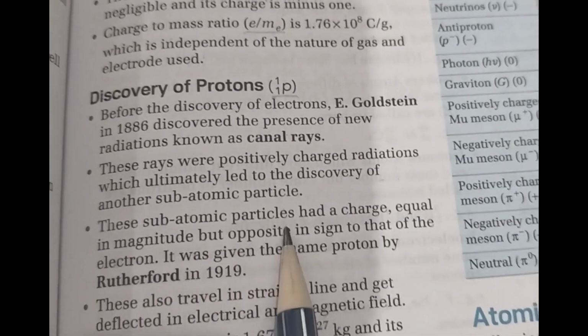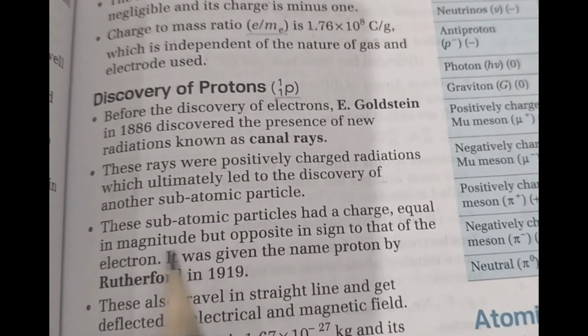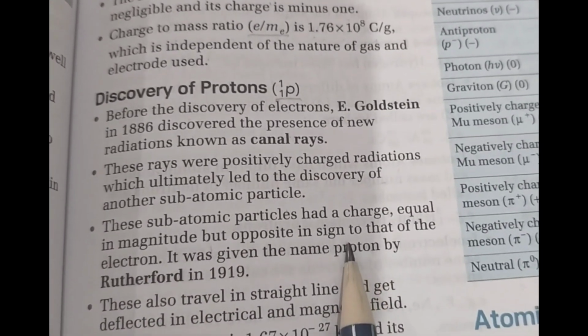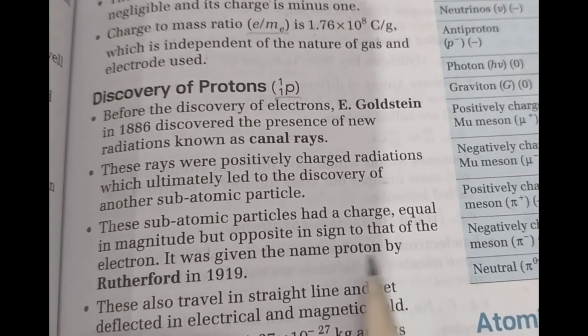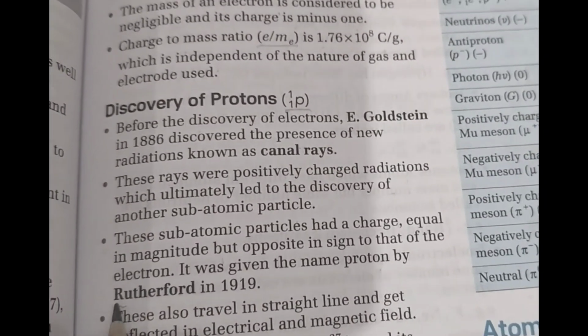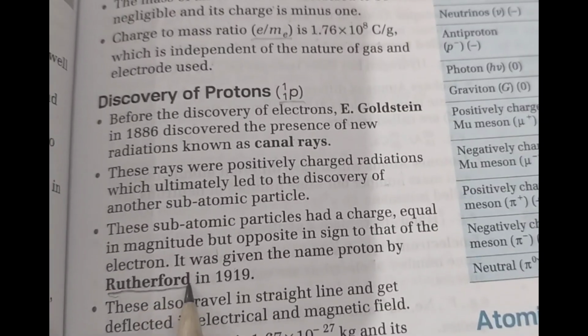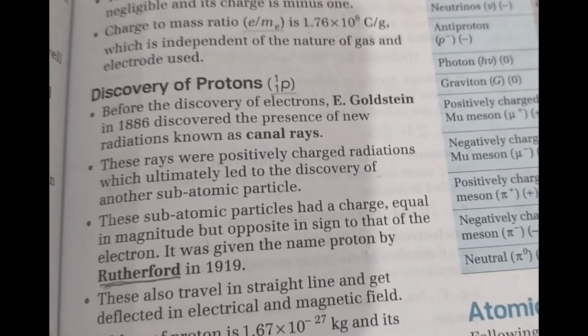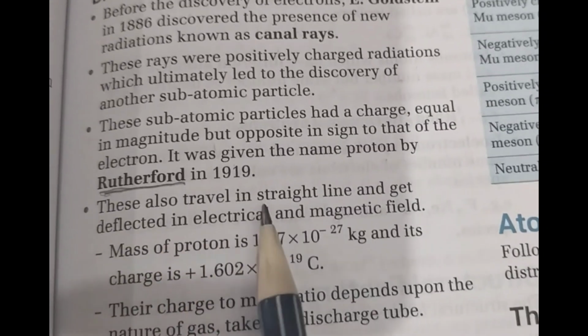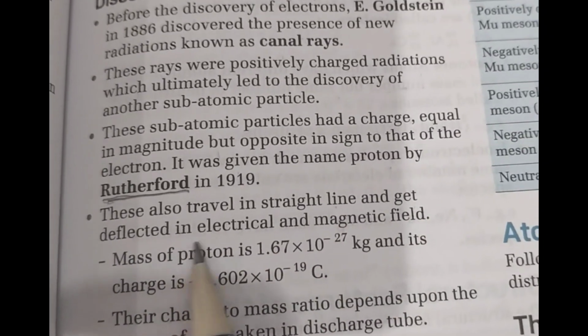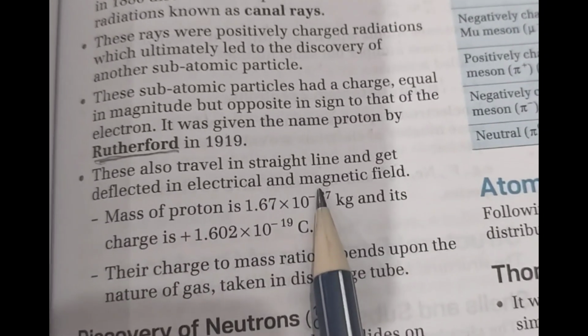These subatomic particles had a charge equal in magnitude but opposite in sign to that of electron. It was given the name proton by Rutherford. So proton was identified by Rutherford in 1919. These also travel in a straight line and get deflected in electrical and magnetic fields.